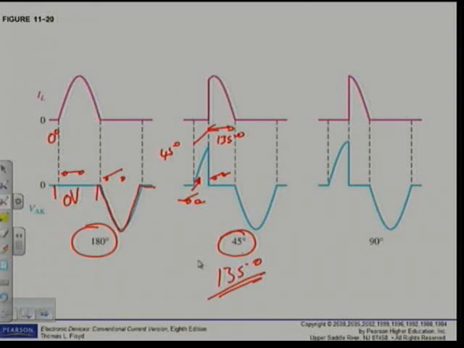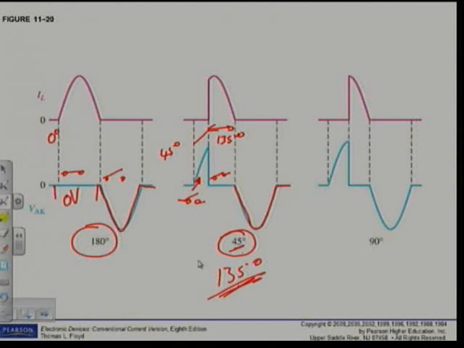Negative cycle, SCR is completely off. The complete negative supply voltage will be across the SCR. Alright, I repeat, please make sure we trigger at 45 degrees. The conduction is going to be for 135 degrees. Alright, let's go to the last one.